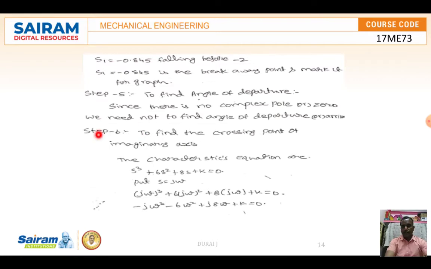Then to find the angle of departure, there is no complex pole over there. The complex poles are at 0, so we do not need to find the angle of departure here, okay.